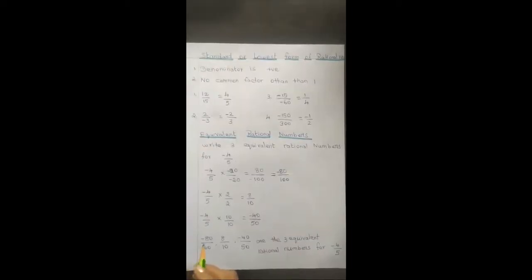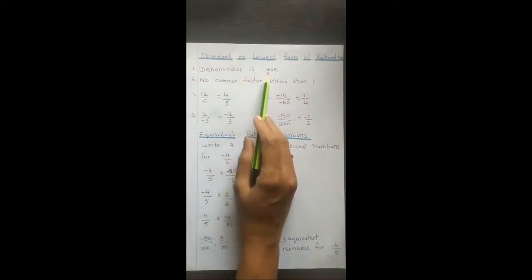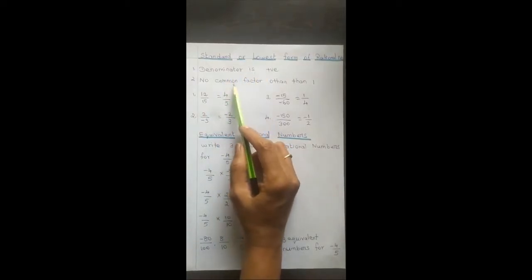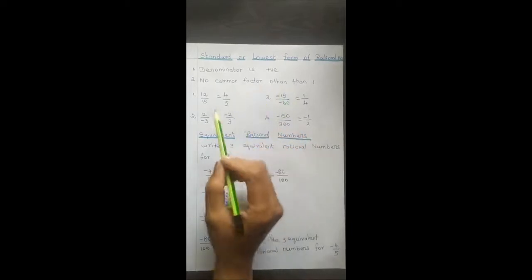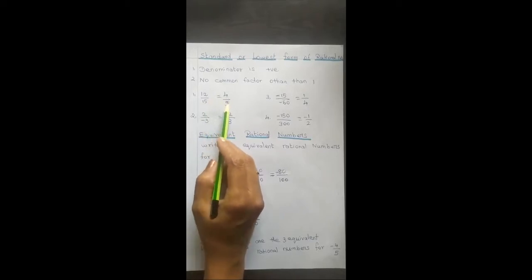Now let's see how to find the standard form of a rational number. To find the standard form, we have two conditions. The first is that the denominator should be positive. The second is no common factor other than 1. For example, 12 divided by 15 is divisible by 3, so the simplest form is 4 divided by 5.